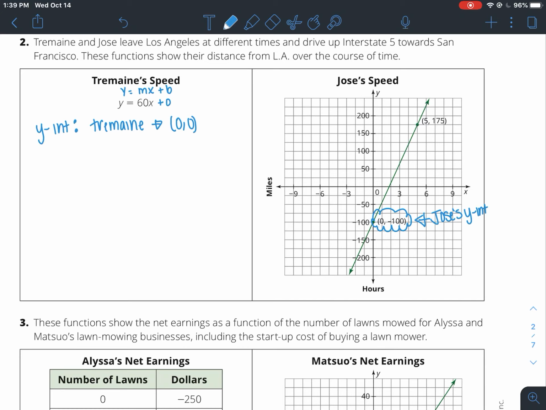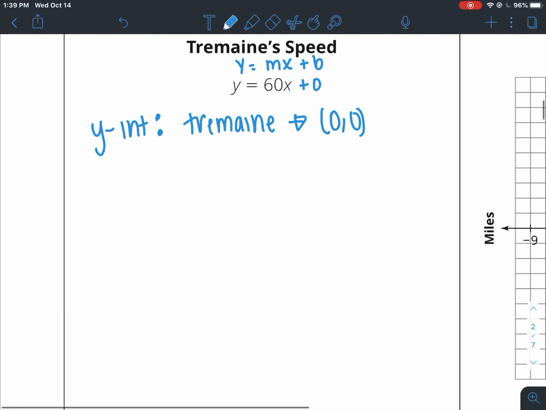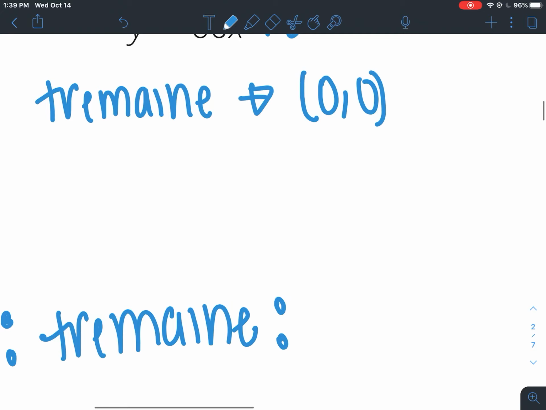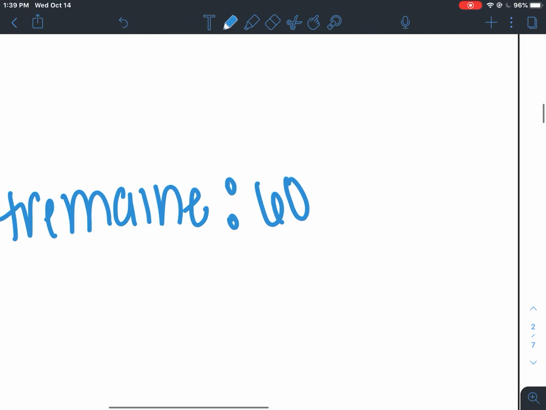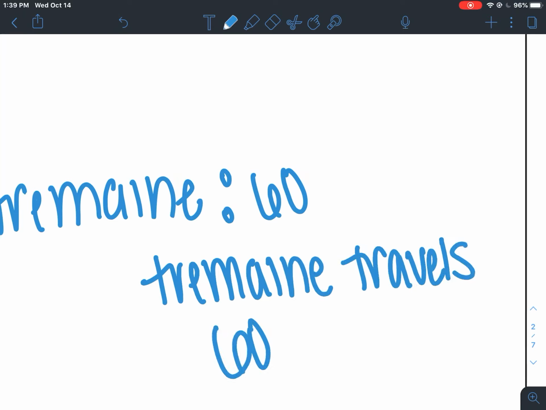And now let's look at their slope, which equates to their speed. For Tremaine, the slope is our m value, which is 60. So in context, Tremaine travels 60 miles per hour.